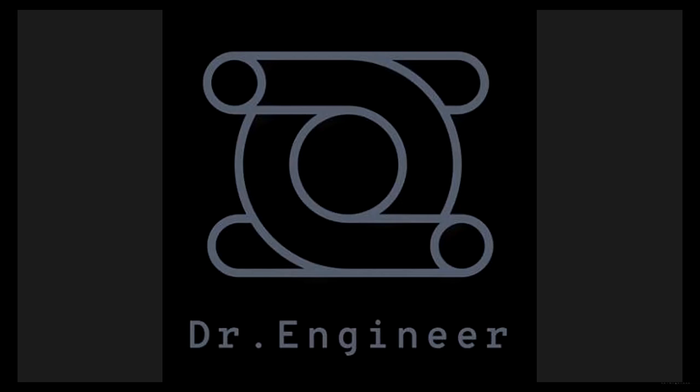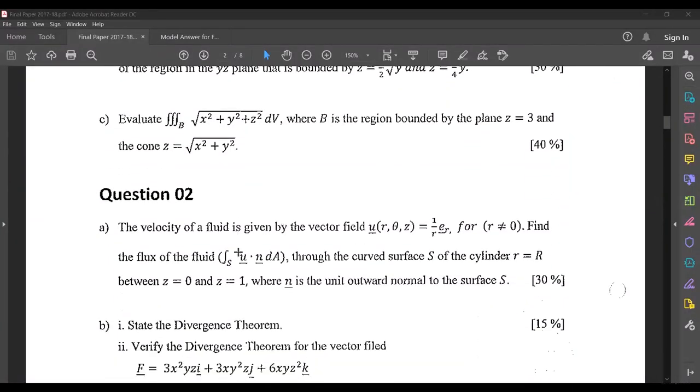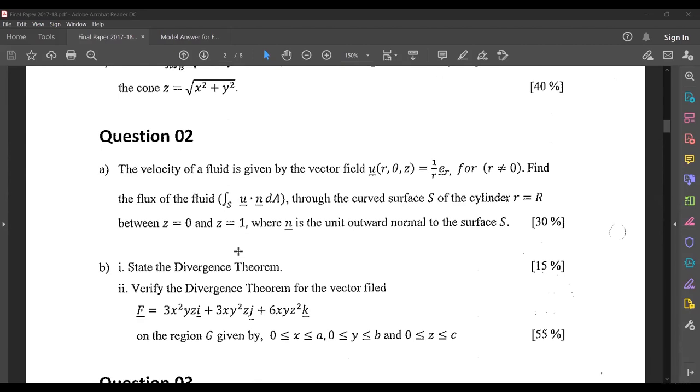So in the next question, question two, they have said the velocity of a fluid is given by the vector field. It's a cylindrical polar coordinate system. Find the flux. They're asking us to find this particular integral through the curved surface of the cylinder whose radius is r and z is between 0 to 1, where n is the unit outward normal to the surface. Though it seems something odd, it's a fairly easy question.